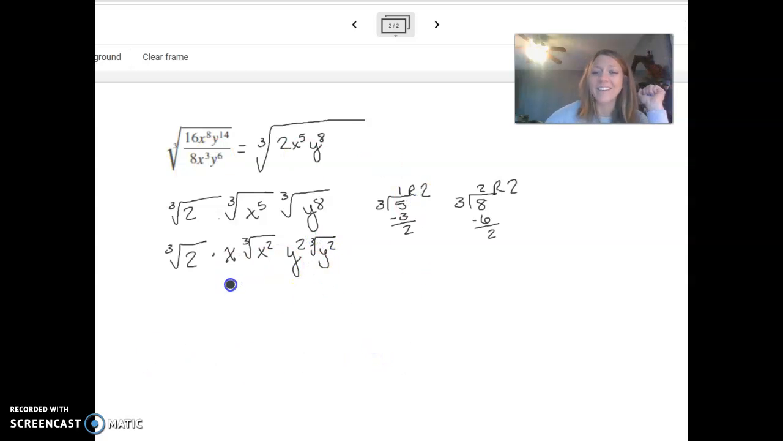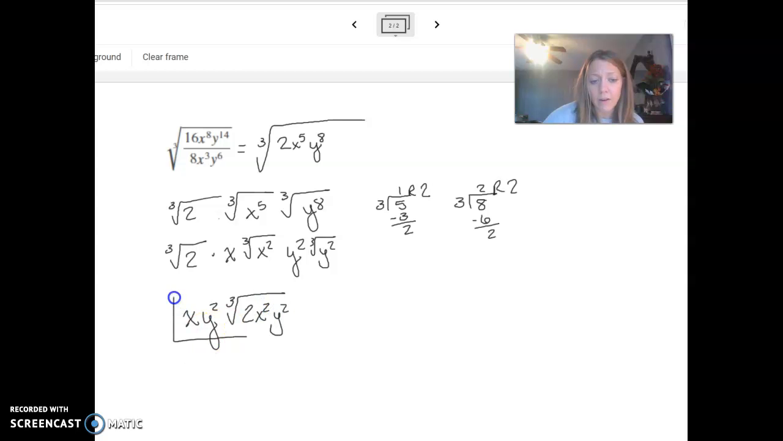All right, putting this all together, let's group all of our outside terms together. You have an xy squared outside, and then the cube root of 2x squared y squared left inside the radical. Okay?